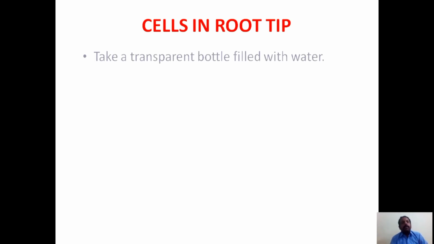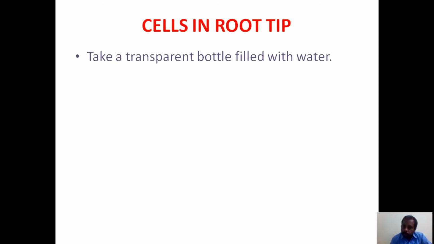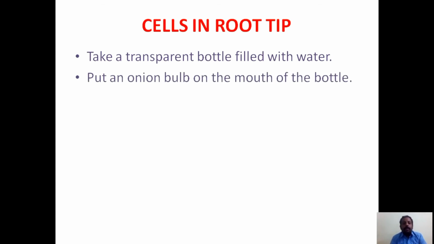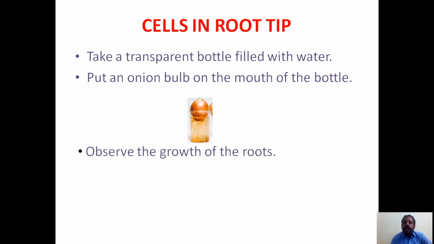Now cells in the root tip. For that, again we have to take an onion. First of all, you take a transparent bottle filled with water. Then you take an onion bulb and keep it on the mouth of the bottle, as shown in this picture. After some days, when you observe, you will see that roots are formed once you place the onion bulb in the bottle filled with water. Now you can observe the growth of these roots. You can clearly see the roots have grown.